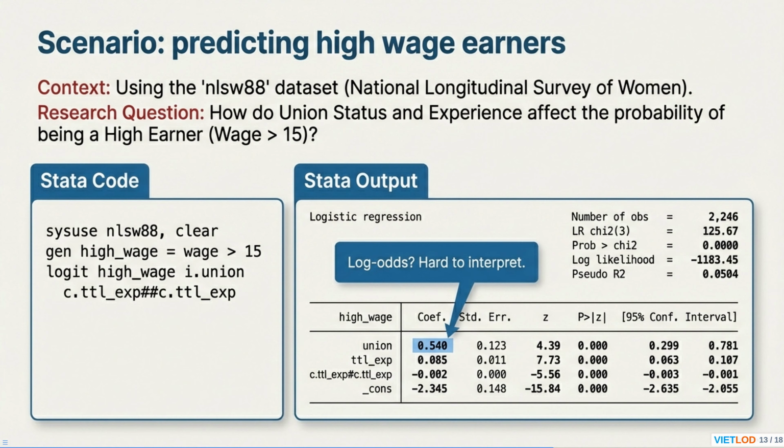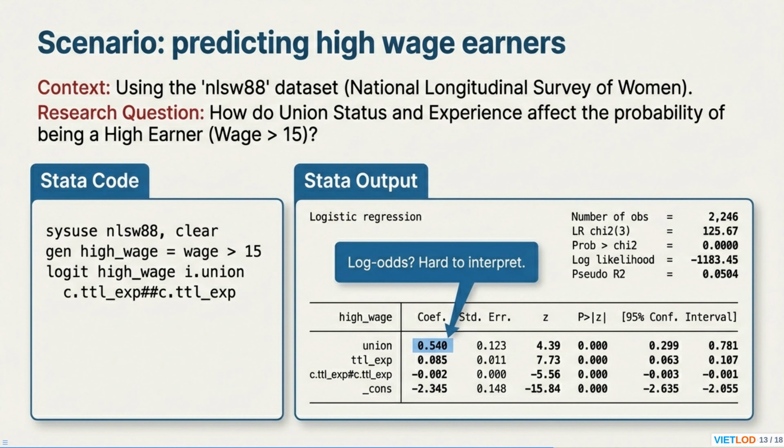We are now moving into our first case study, where we'll apply the concepts of marginal analysis to a real-world scenario. Our goal is to predict high-wage earners using the National Longitudinal Survey of Women, or the NLSW88 dataset. The core research question here is, how do union status and work experience affect the probability of being a high earner, defined as someone with a wage greater than 15?